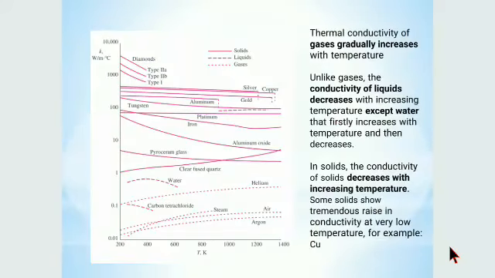Thermal conductivity of gases gradually increases with temperature. Unlike gases, the conductivity of liquids decreases with increasing temperature, except water, which first increases with temperature and then decreases. In solids, the conductivity decreases with increasing temperature. Some solids show a tremendous rise in conductivity at very low temperature, for example Cu, that means copper. And there is a figure where things get clear for you.